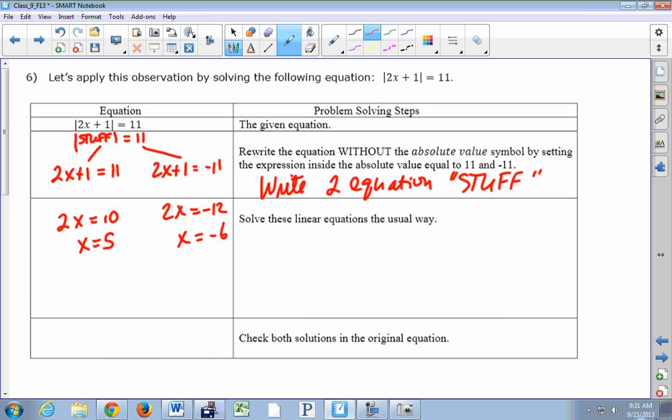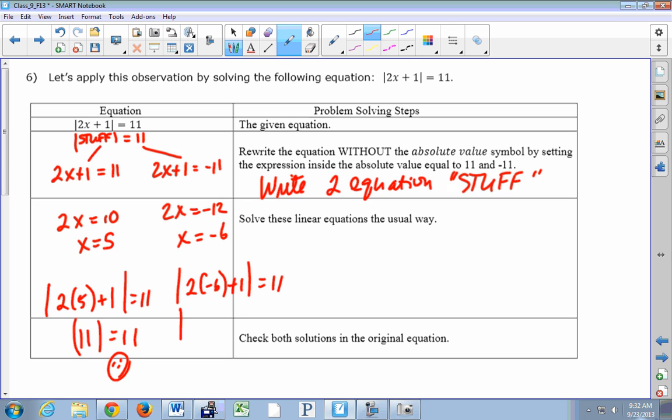and then you got to check. So you go back to your original equation, 2 times 5 plus 1, absolute value of that 11, yep, 11 is 11. Smiley face. Go back and put a negative 6 in. 2 times negative 6 plus 1. We get negative 11. Perfect. Absolute value of negative 11 is 11. I'm happy. Life is beautiful.